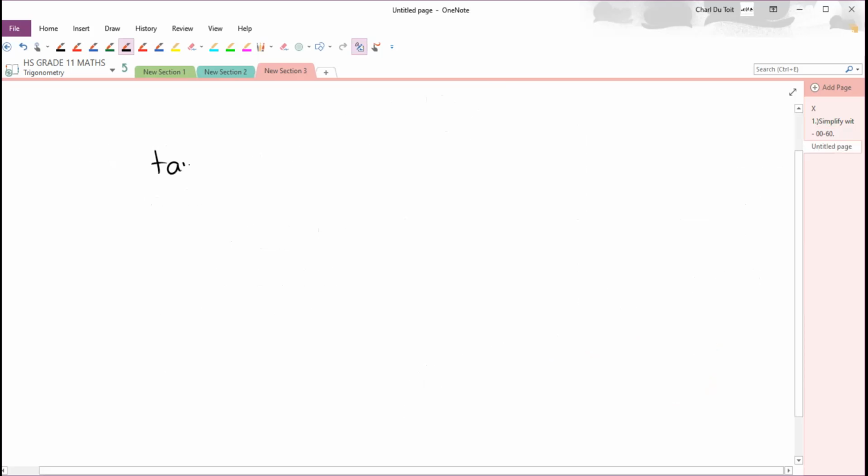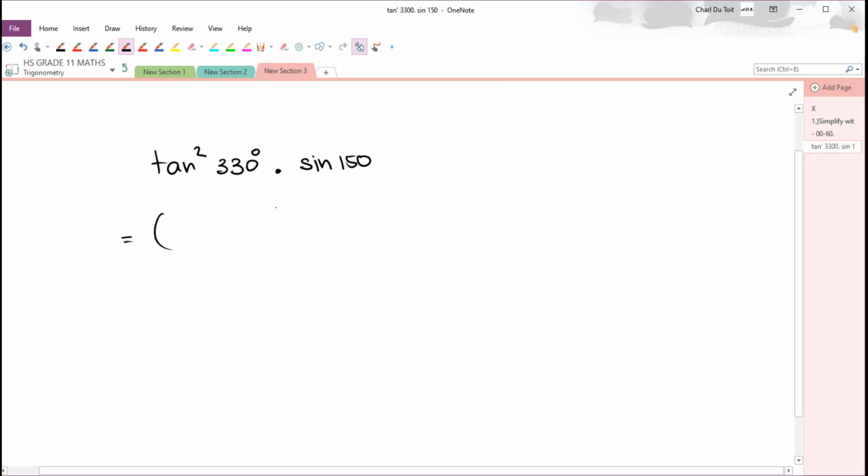I can also have tan squared of, let's say, 240. No, let's make it a negative angle of 330, times sin of 150.